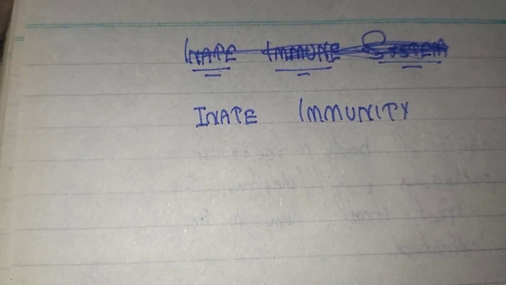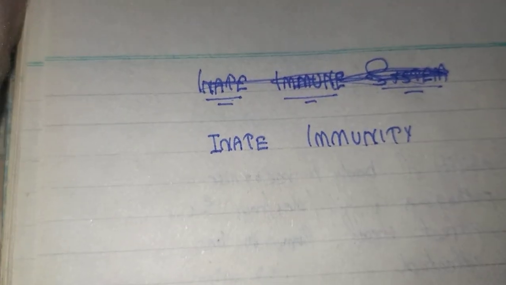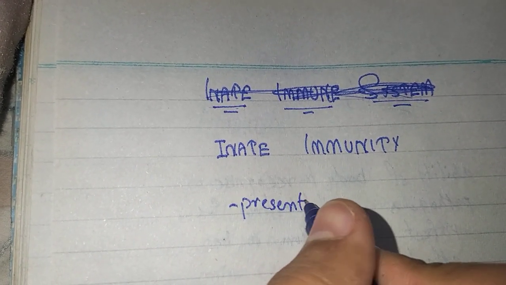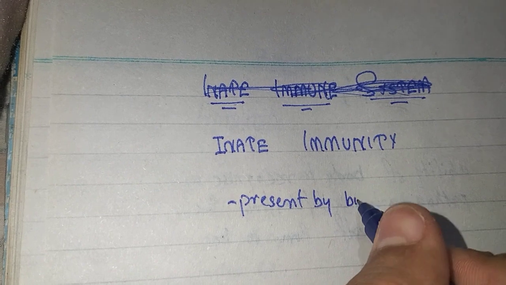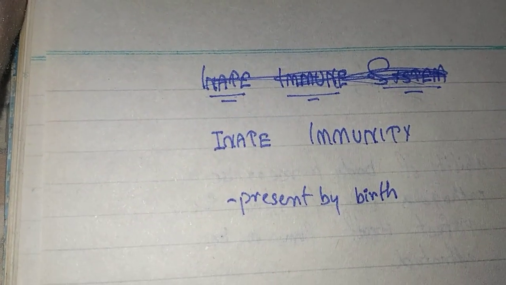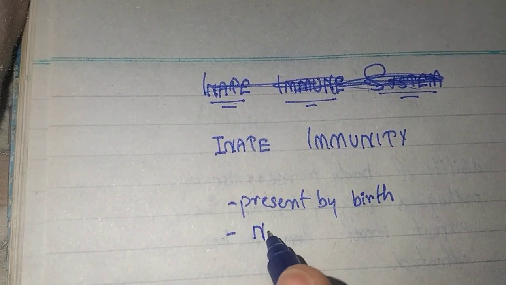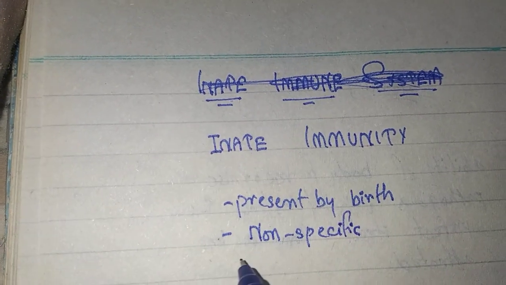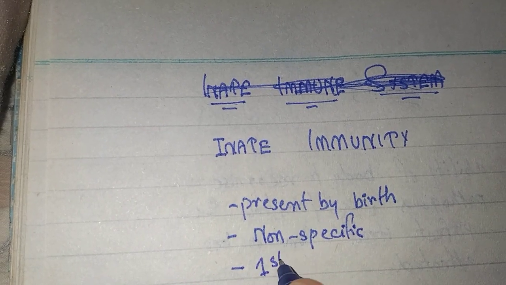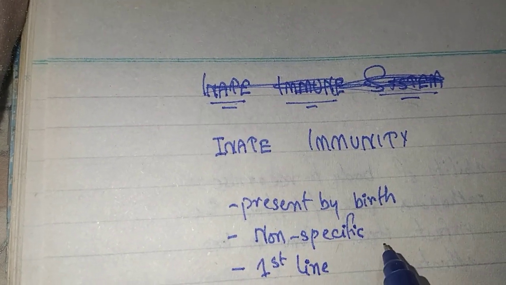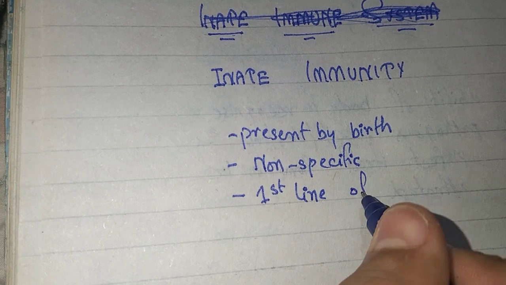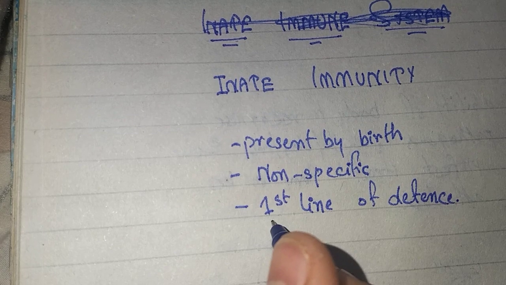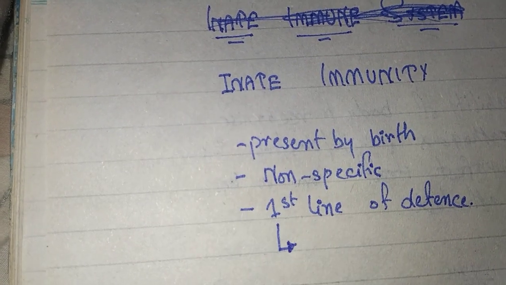Innate immunity is present by birth, as we discussed yesterday. It is non-specific, and it is the first line of defense. It is also called the first line of defense. So the first line of defense is what we will be discussing today.